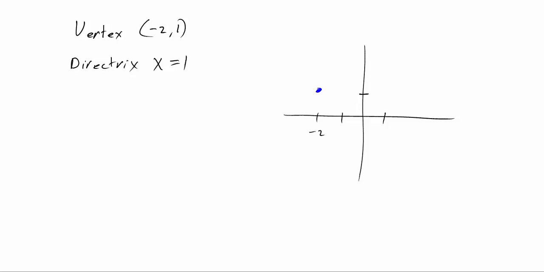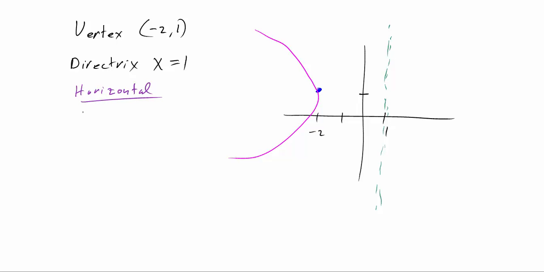And then the directrix is located at x equals 1. So over here at x equals 1, we would certainly just draw the directrix at x equals 1. Now, because the directrix is here, that tells us that the parabola is going to open to the left, because we know the directrix is going to be on the outside of the parabola. And once again, that tells us this is going to be horizontal. And the equation would be y minus k squared equals 4 times p times x minus h.